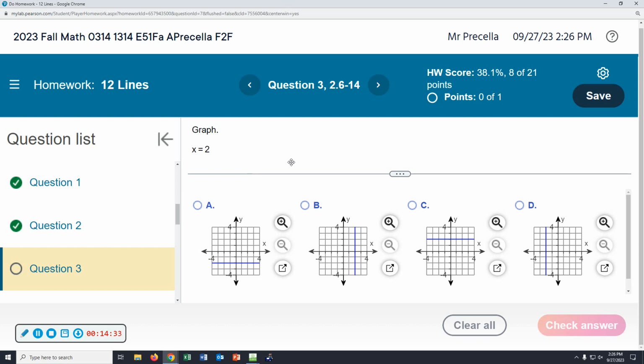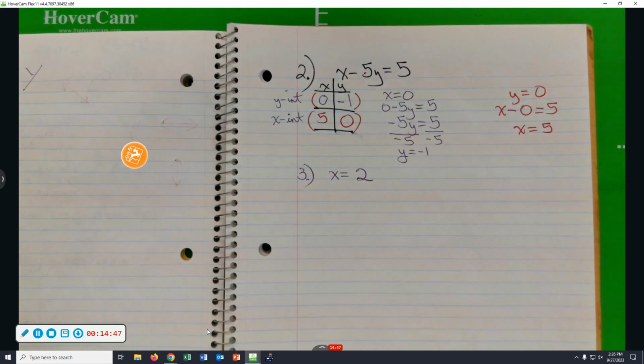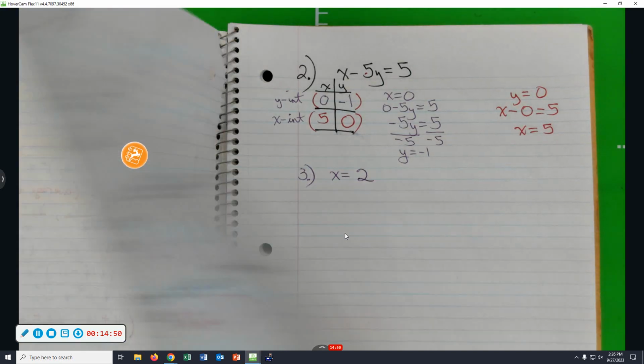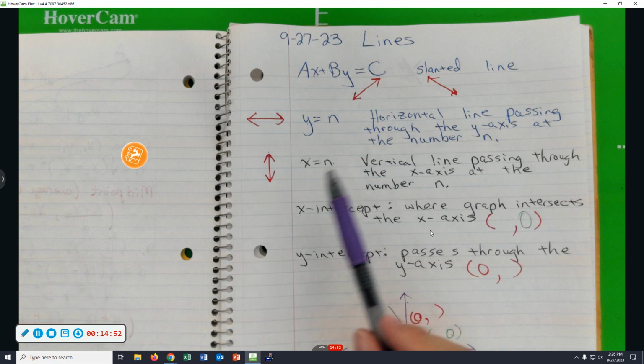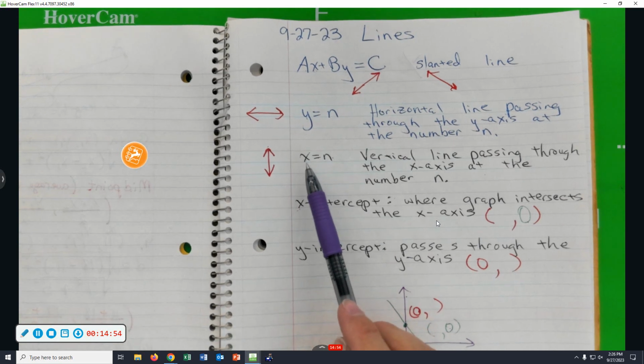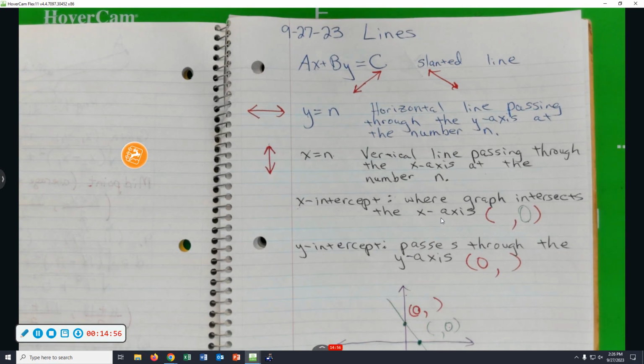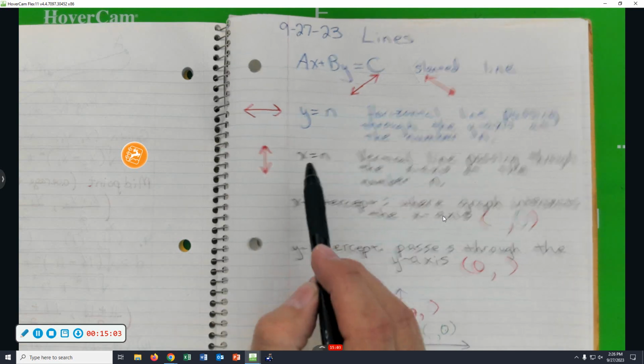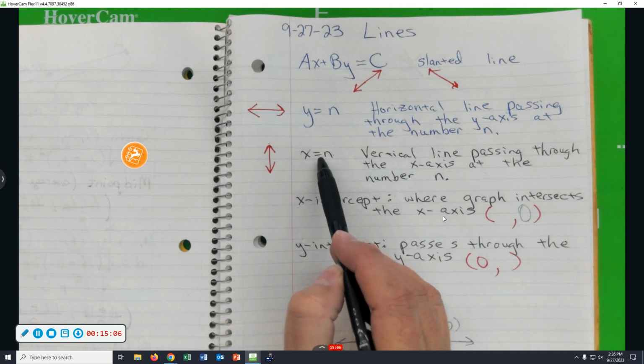Oh, number 3. Oh, I like this one. Equals 2. We want to draw the graph. It just says graph x equals 2. So switch over to my paper. Remember what I said a few minutes ago: if your equation can be written in the form x equals a number, then the graph is going to be passing through the x-axis at this number.